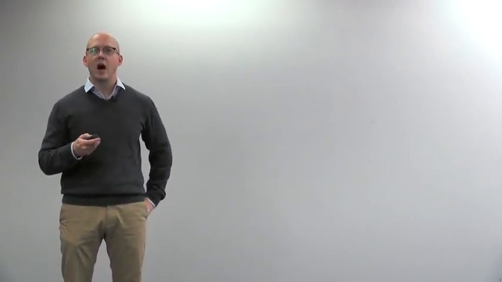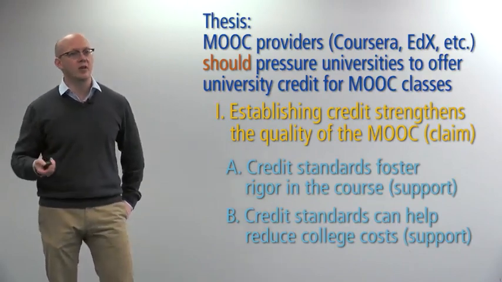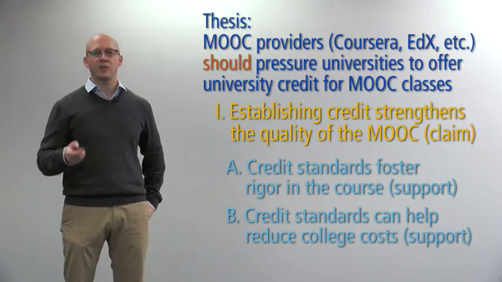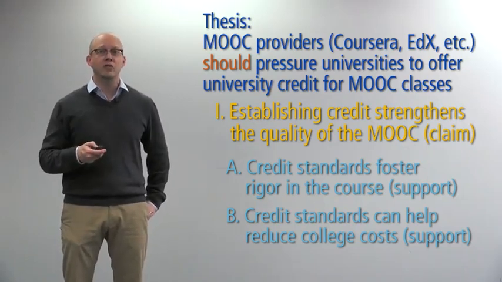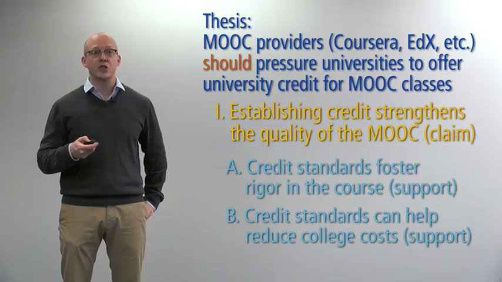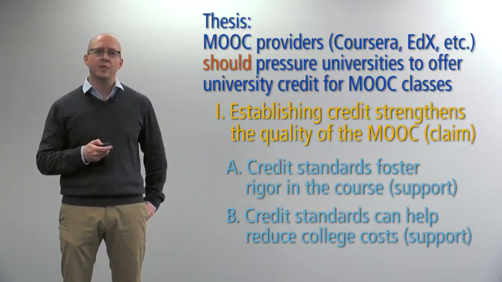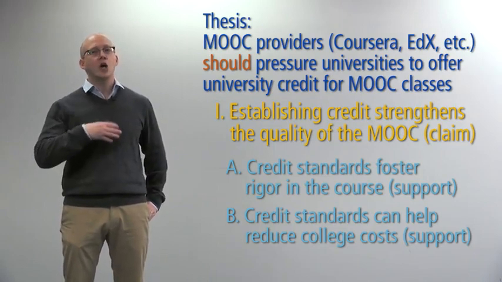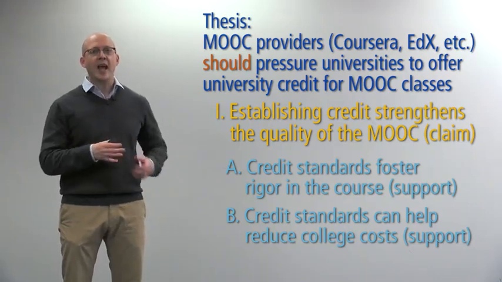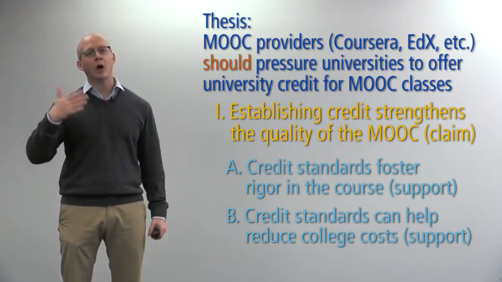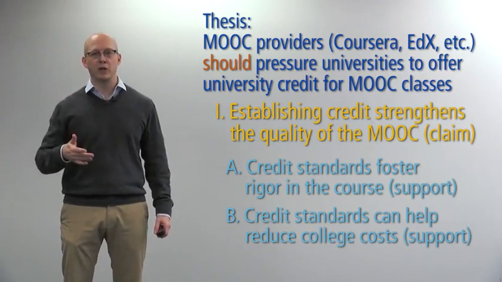Last week, at the last lecture of last week, I said that MOOC providers shouldn't pressure universities to offer university credit for MOOC classes. So let's say this time I'm going to argue the opposite. So yes, they should. Why? Because establishing credit strengthens the quality of MOOCs. And then I've got 2 pieces of support here. And universities can always reject the claim. And I've got my 2 pieces of support here. So what I'm going to do here is go through this point. And for each one of these, I'll highlight where I am in the state it, explain it, prove it, conclude it. Okay?